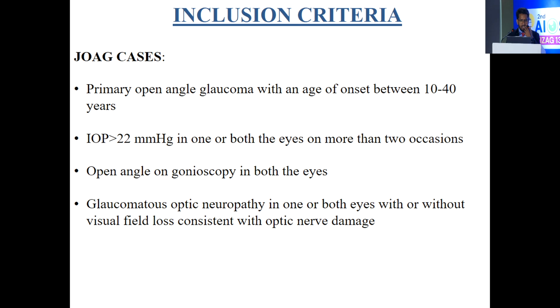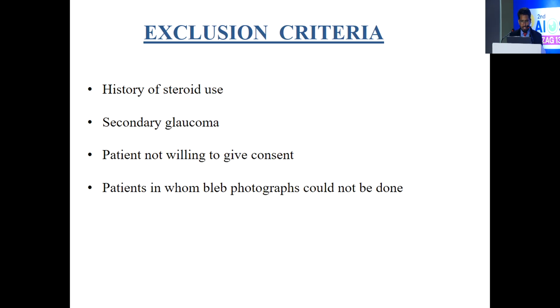The inclusion criteria are primary open angle glaucoma with age of onset between 10 to 40 years, IOP more than 22 in one or both eyes on more than 2 occasions, open angles on gonioscopy, and glaucomatous optic neuropathy in one or both eyes with visual field loss consistent with optic nerve damage. The exclusion criteria are history of steroid use, secondary glaucoma, patient not willing to give consent, and patients in whom bleb photographs could not be taken.